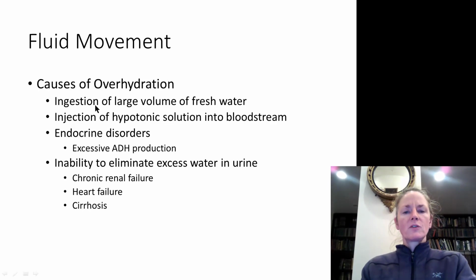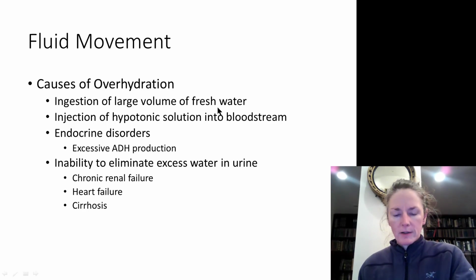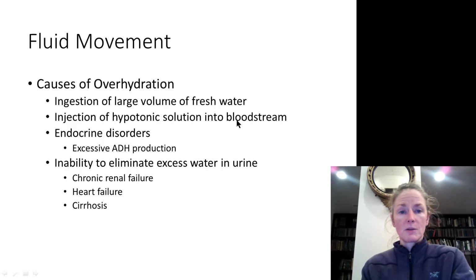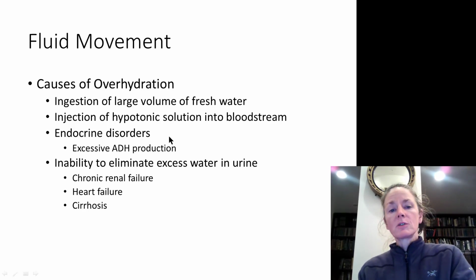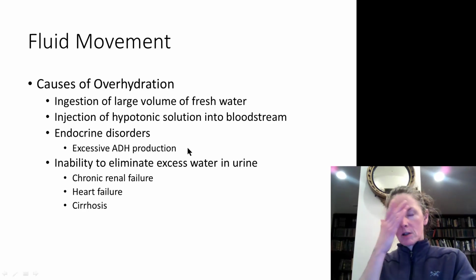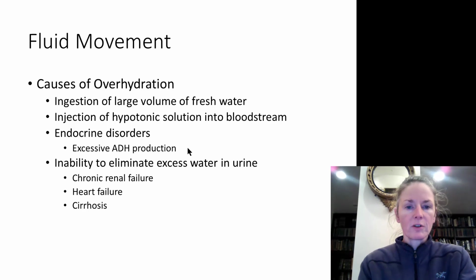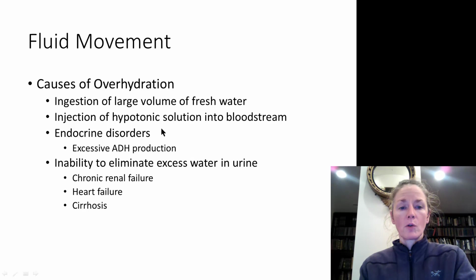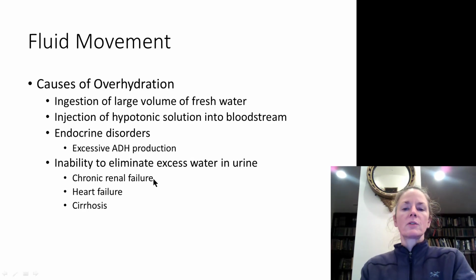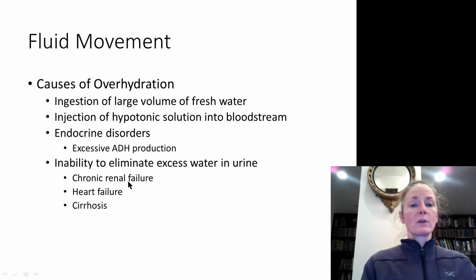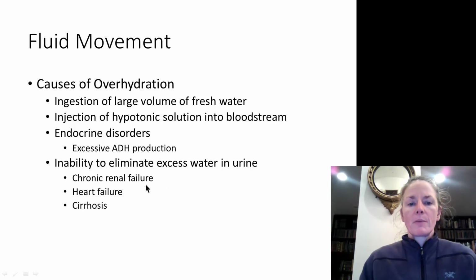All right, so if you have too much fresh water, let's say you drink distilled water and there's no electrolyte concentration in it at all, or if you put hypotonic solution into the bloodstream, you inject it, there can be endocrine disorders, for example, excessive antidiuretic hormone production. There is an actual physiologic problem where you have too much antidiuretic hormone production, and this can cause overhydration. Or if for some reason you cannot eliminate excess water in urine due to renal failure or heart failure, so you're not pumping blood.